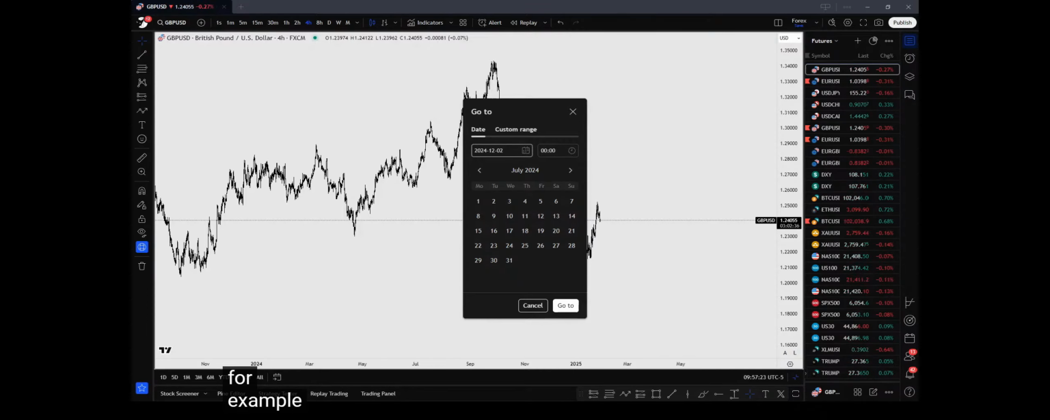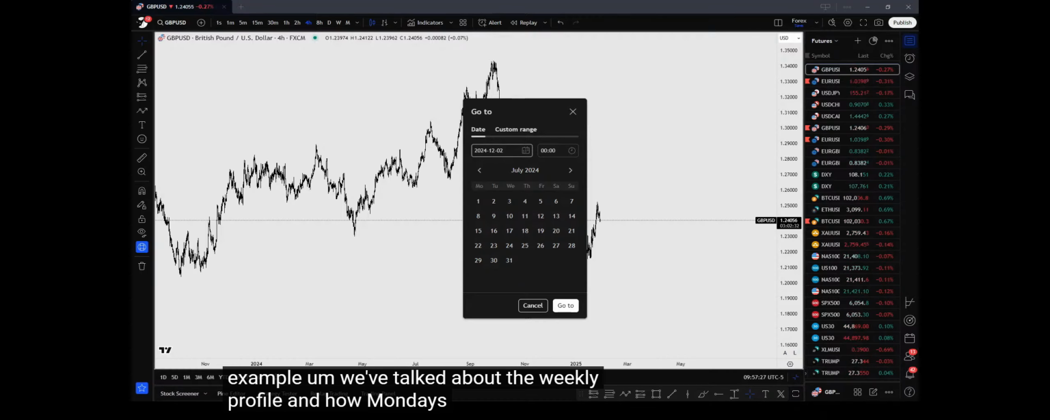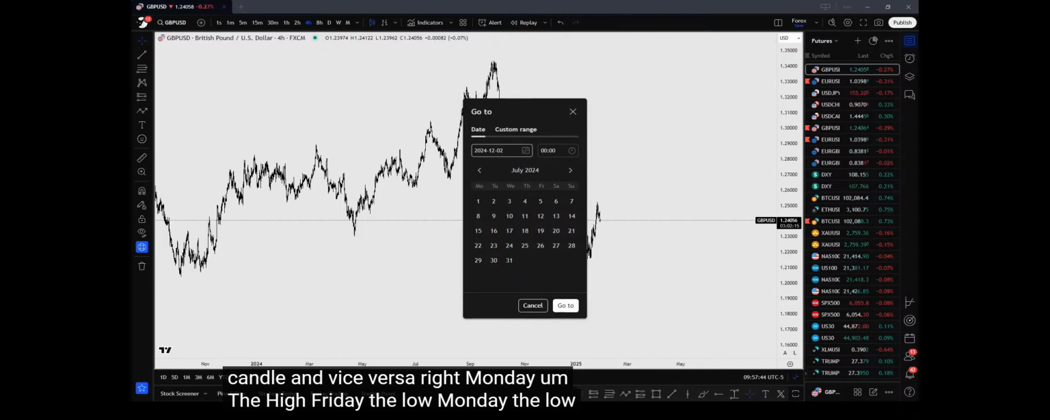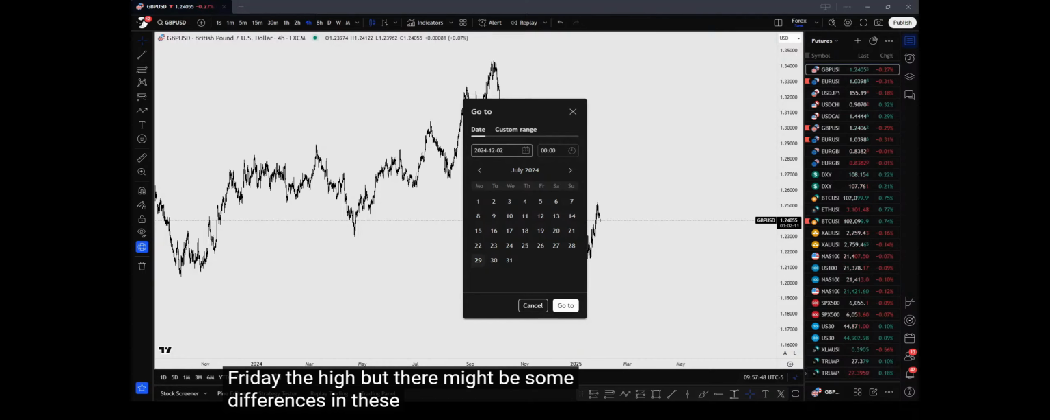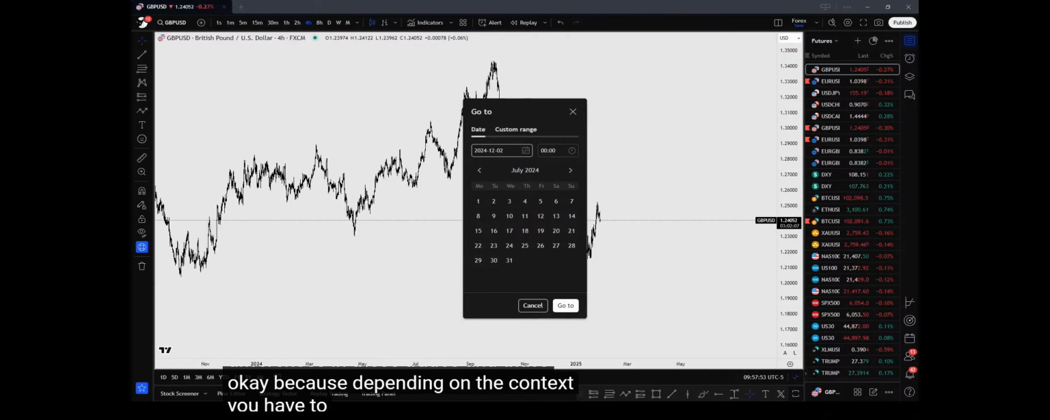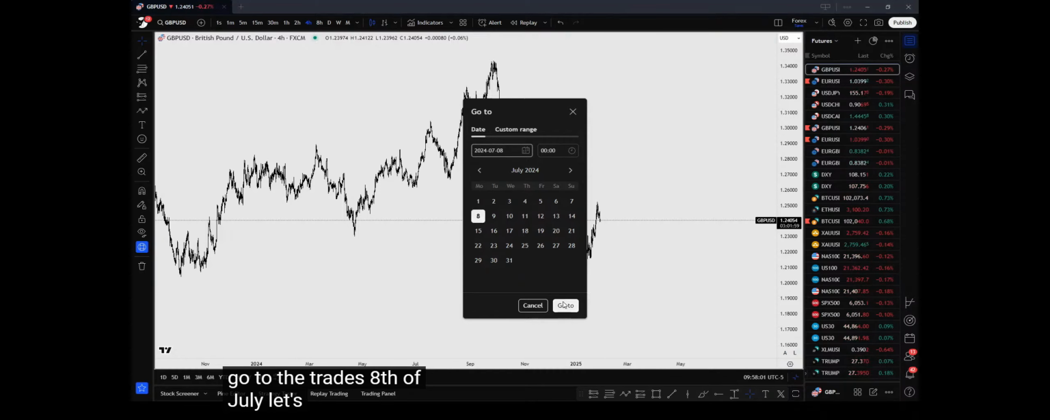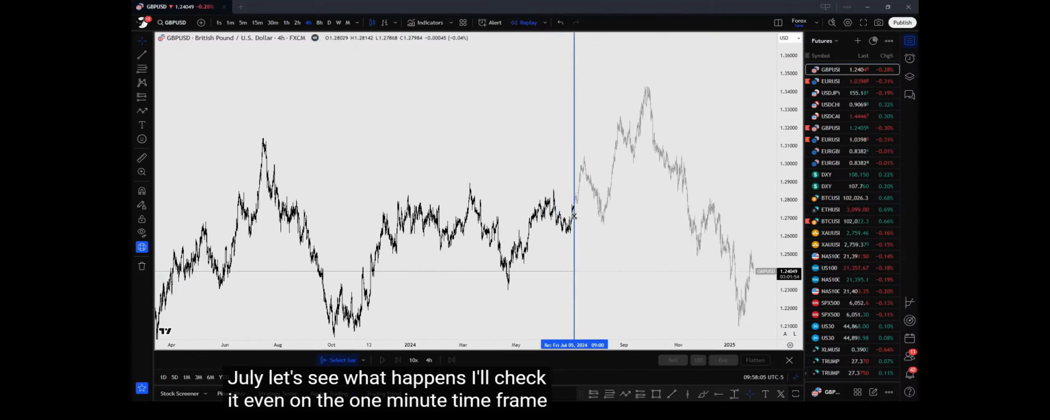For example, we've talked about the weekly profile and how Monday is usually the low of the week if the weekly candle is bullish, and how Friday is the high of the week, and vice versa, right? Monday the high, Friday the low, Monday the low, Friday the high. But there might be some differences in these trades, and that's okay, because depending on the context, you have to adapt yourself to the candles and to the environment. Now let's go to the trades, 8th of July. Let's see what happens. I'll check it even on the 1 minute time frame, okay?